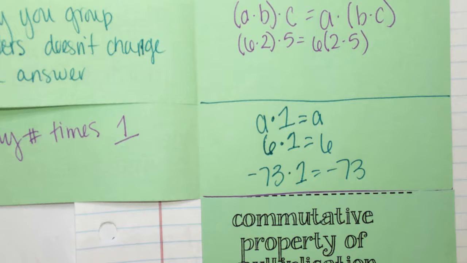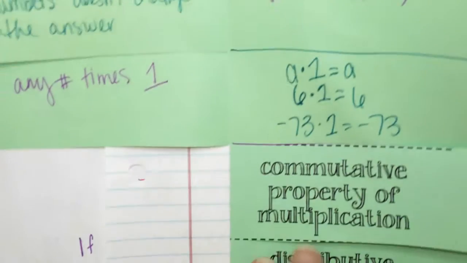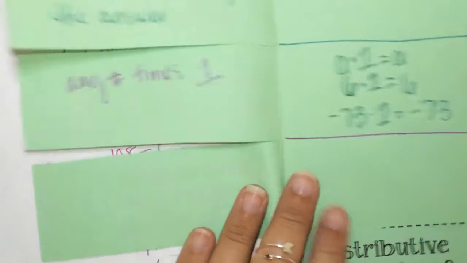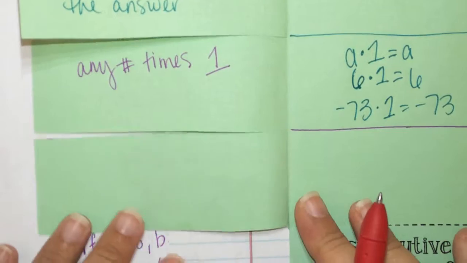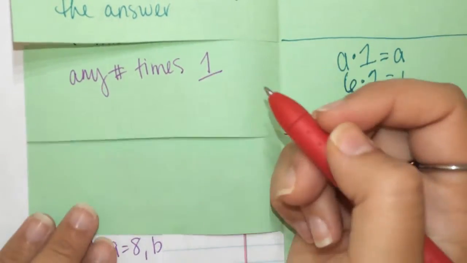Are we ready? Okay, commutative property. Is commutative the one that moves around, or is it the one with parentheses? The one that moves around. All right. Take a point if you said that. These other tables, I don't know what they're going to do about their points today.